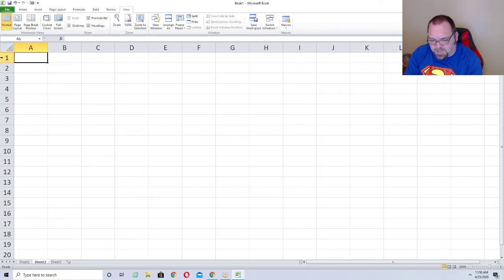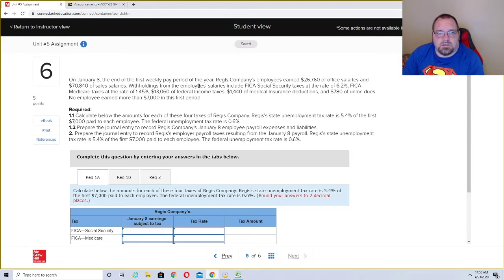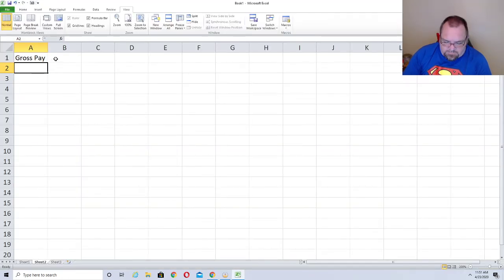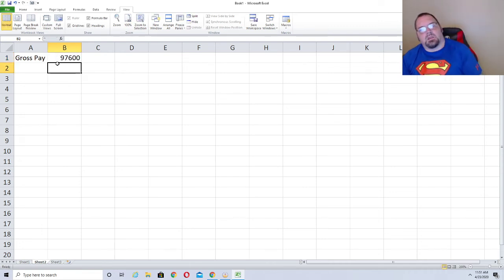I think it tells us gross pay, right? So gross pay is kind of where we start. Let's see the problem. We've got a couple of salaries here. These two combined will be our gross pay, right? It doesn't say anything about dividing them up. So for me, yours numbers will be different, 26,760 plus 70,840. Okay, $97,600 is what I'm getting. There's my gross pay.